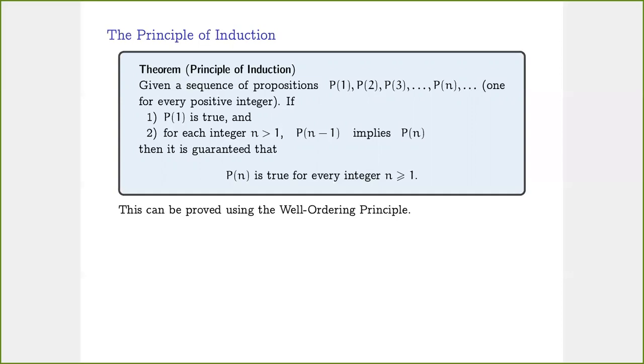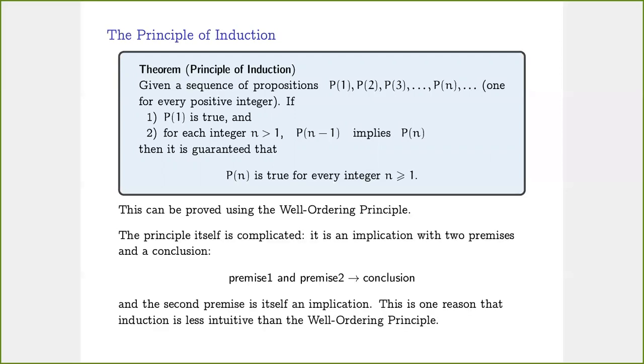It's a domino principle. It says P of 2 implies P of 3, P of 3 implies P of 4, P of 4 implies P of 5, and on down for every n. Now, if these two premises are true, then it's guaranteed that P of n is true for every single integer n greater than or equal to 1. This can be proved using the well-ordering principle. It's a little complicated. It's an implication with two premises and a conclusion. And this is one reason that the principle of induction is a little less intuitive than the well-ordering principle.